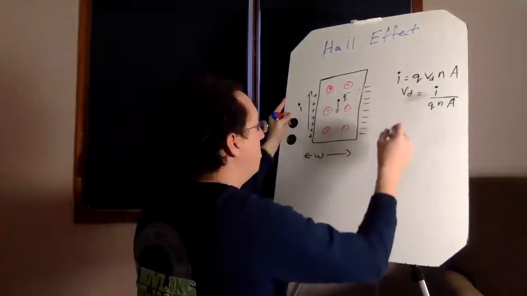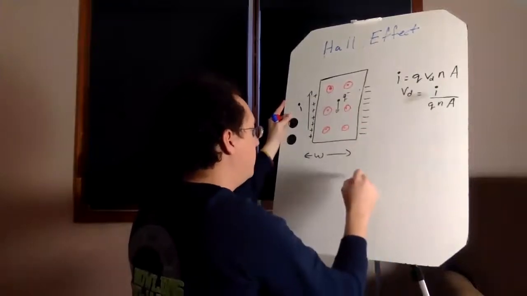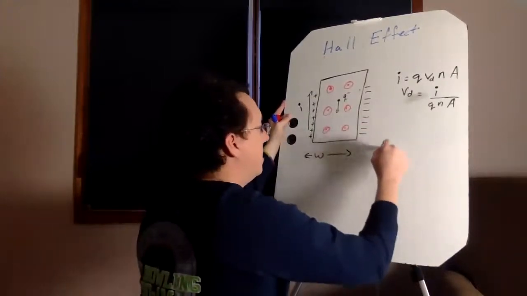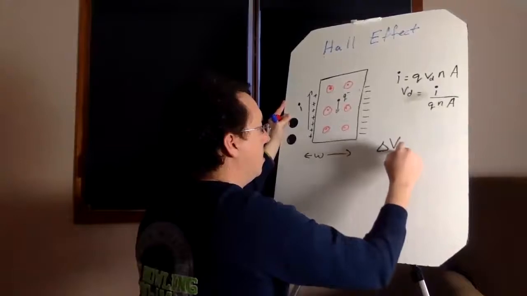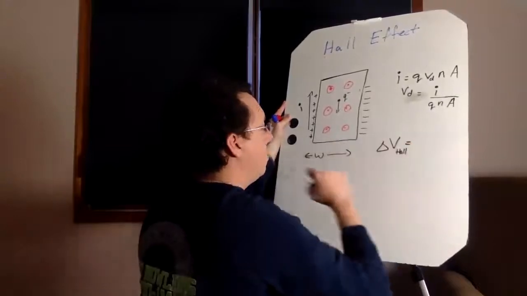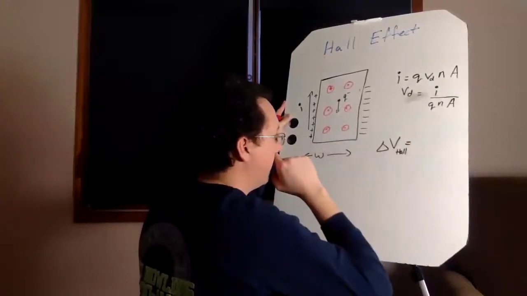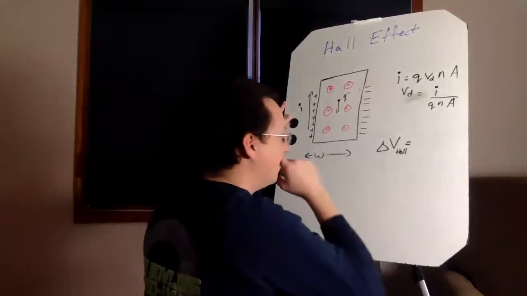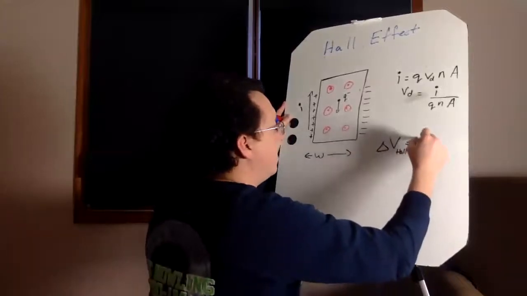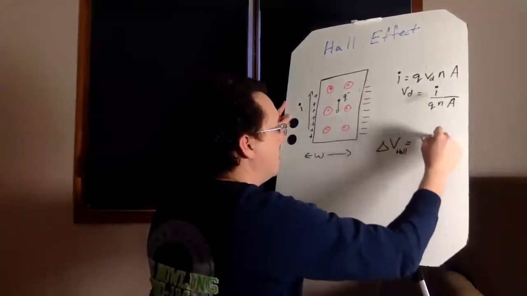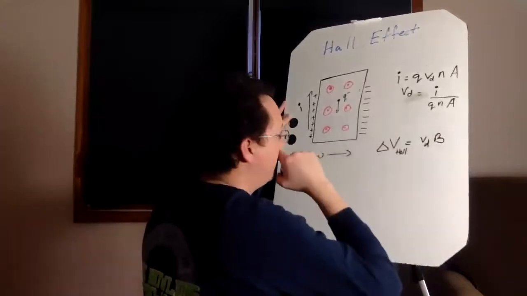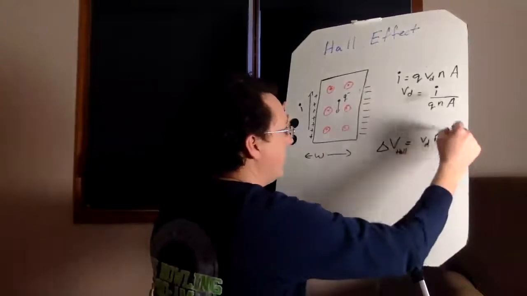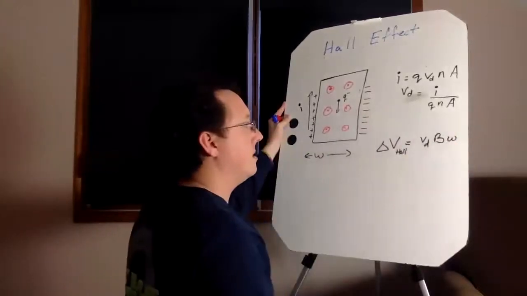All right. Okay, going back to the formula I had for the Hall voltage, I had that delta V Hall equaled... I've erased it, so I have to do it from memory here. So that's going to be the drift velocity times the magnetic field times the width of the stick of gum.